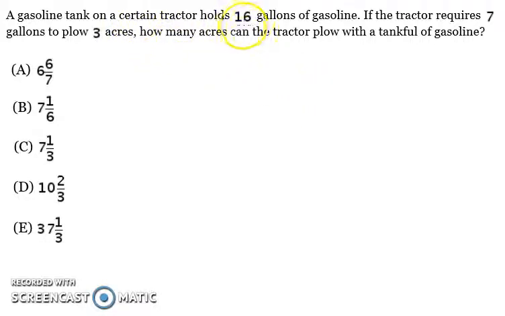So we know that the tractor holds 16 gallons of gas. And we want to know how many acres it can plow with those 16 gallons. Well, if it took 7 gallons to plow 3 acres, we want to know how many acres we can get per gallon. So we want to figure out how many acres per gallon. So we're going to take 3 acres and divide by 7 gallons that it took. So we get 3/7 of an acre per gallon.